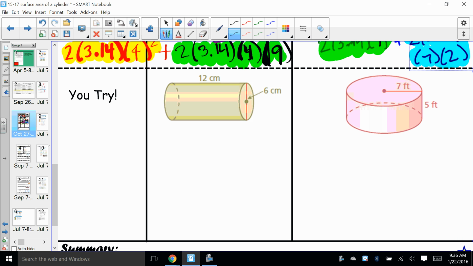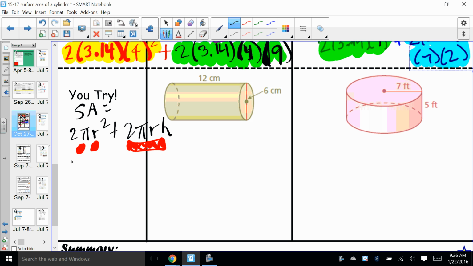So surface area, we're going to go ahead and wrap this cylinder. Surface area. Formula we just talked about: 2 pi r squared plus 2 pi r h. All right, here we go. Circle on top, congruent circle on the bottom. Here's that rectangle that wraps around.